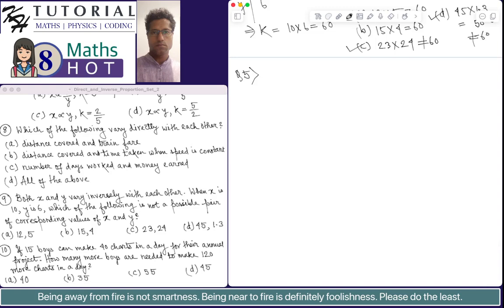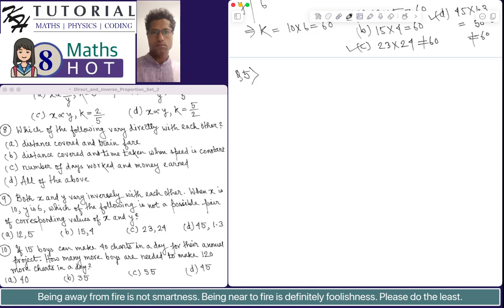Whenever you solve problems on direct and inverse proportion, the first thing you have to identify is the quantities: which are the two quantities that you need to focus on to solve the problem. So it is talking about the number of boys and the number of charts they are making in a day. As you can see, this is a kind of time and work. The time is fixed, that is 1 day, and the work is how many charts they are making, and of course there are a number of boys.